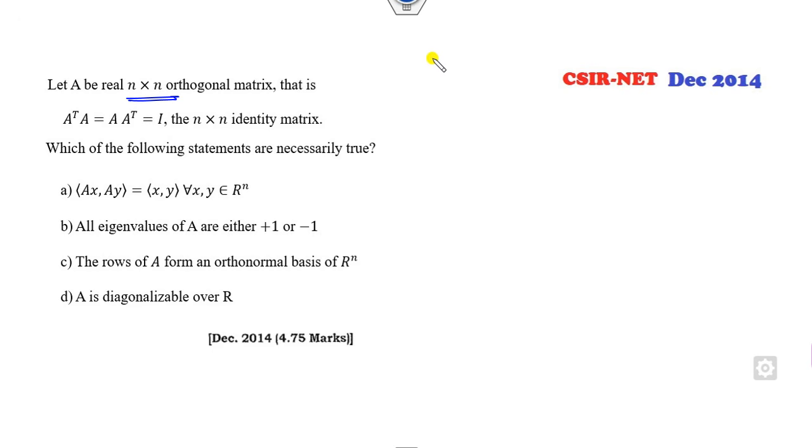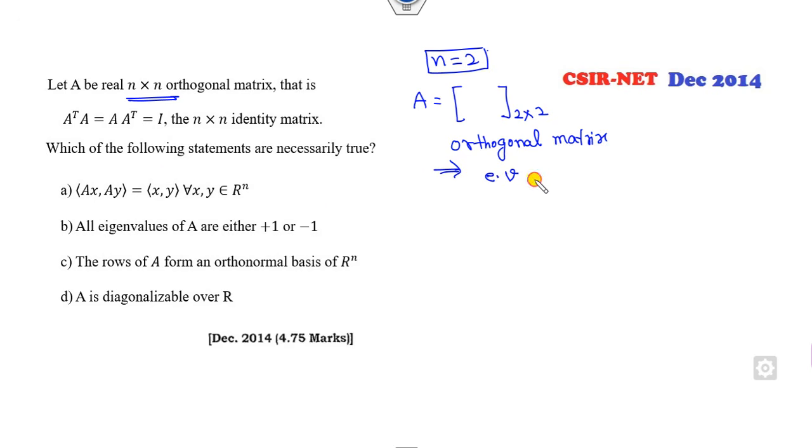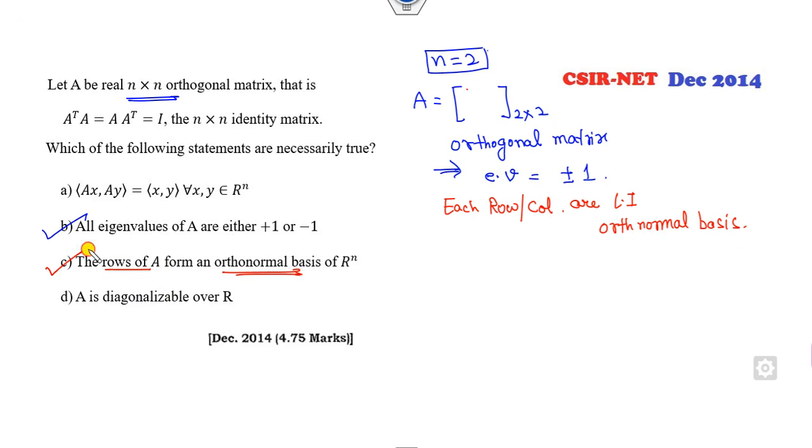Okay, again it's n. I can simply choose n as my 2. Then A is my 2 cross 2 orthogonal matrix. Fine. So what is the orthogonal matrix they are talking about? What are the eigenvalues of an orthogonal matrix? Plus minus 1. Fine. Once it is an orthogonal matrix, then each row and each column is LI, or you can say they are an orthonormal basis. That we all know. So look at that. The rows of A are an orthonormal basis.